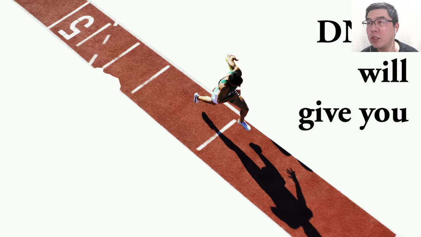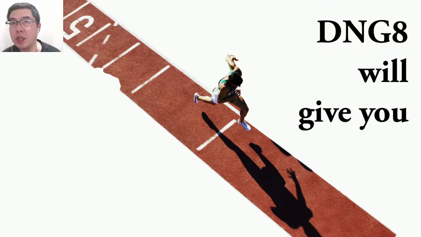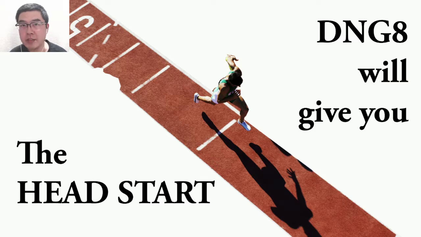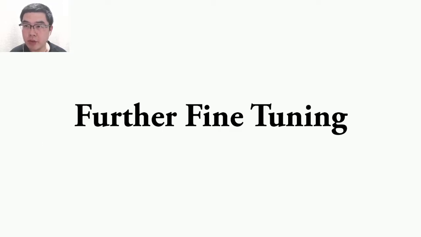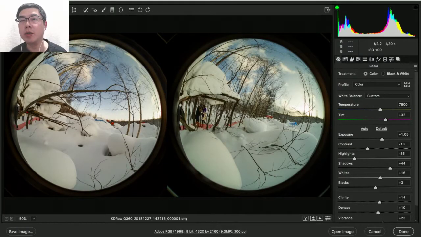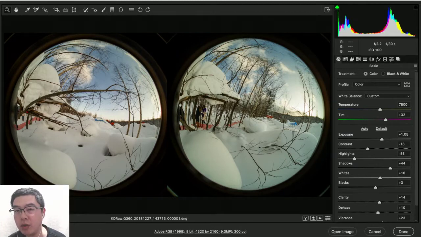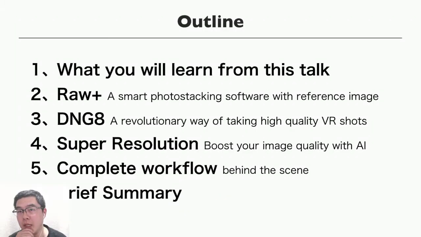So DNG8 works together with Raw Plus. It will give you a head start in the photography workflow, and you have to do further fine tuning on your high quality DNG files. Here's an example of my fine tuning in Adobe Camera Raw or any other developing software. You just play with the sliders, going back and forth until you are satisfied with your result, right? So we have already told you what Raw Plus is, what DNG8 is, and how DNG8 could work harmoniously with Raw Plus, right?